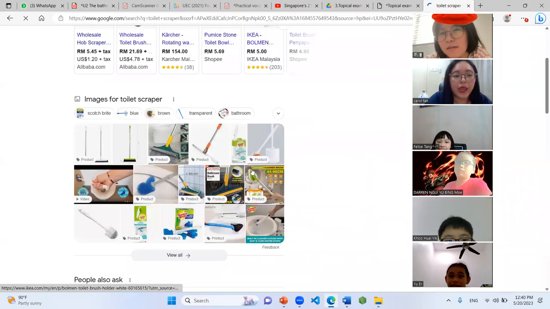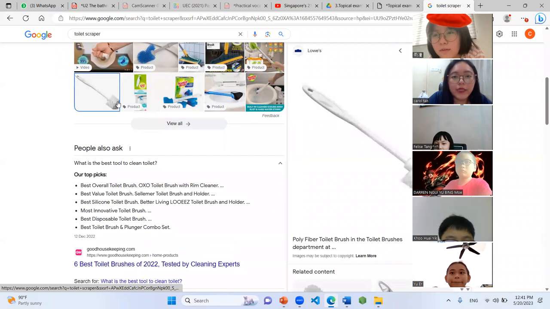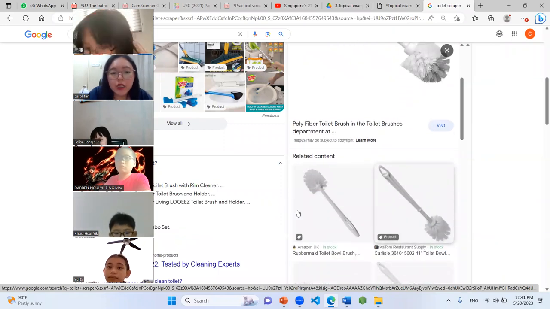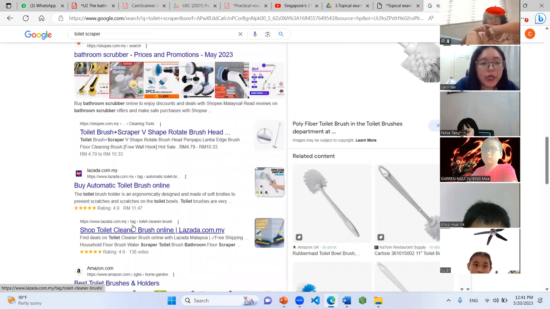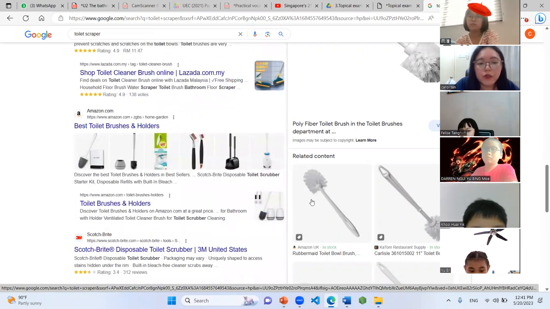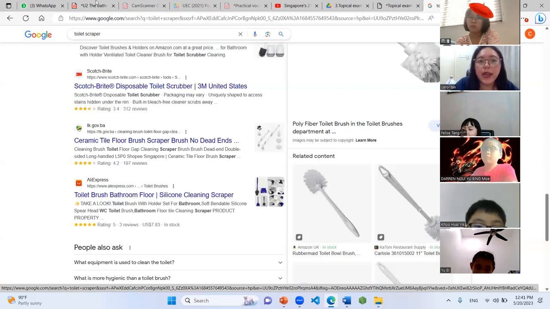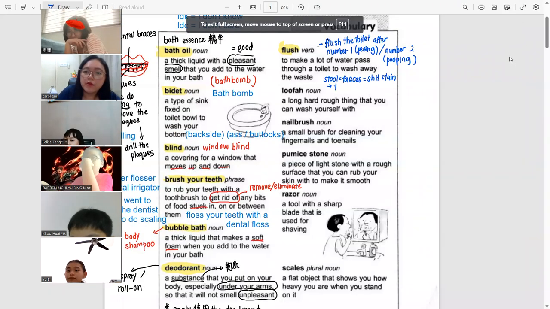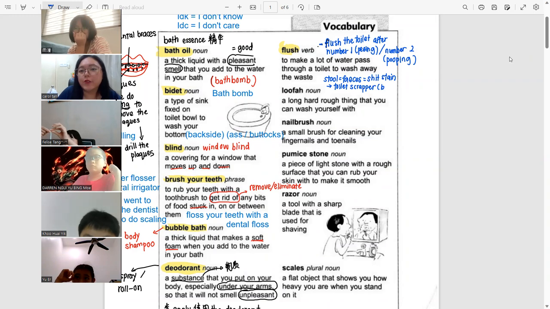The toilet scraper. You all can write toilet scraper. It's not the toilet brush, okay? Wait, this one. You can call this the toilet scraper or the toilet brush. Everybody can write toilet brush or toilet scraper. Understand? Write it yourself. This is the toilet brush or the toilet scraper, used to remove the poop stain. Clear?